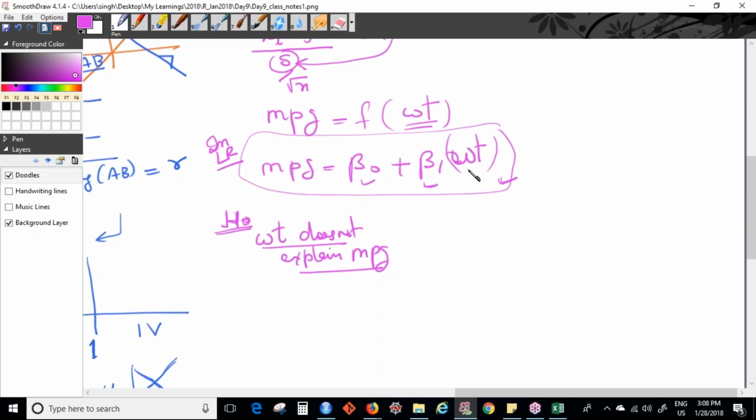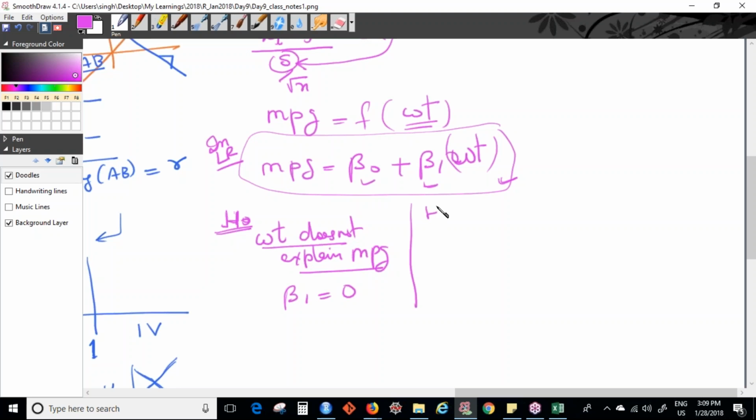No, not when weight is 0. When beta 1 is 0. When beta 1 is 0, whatever weight you give, it will not influence your miles per gallon. Agree, Dibakar? So this is your null hypothesis, that your weight does not explain miles per gallon.